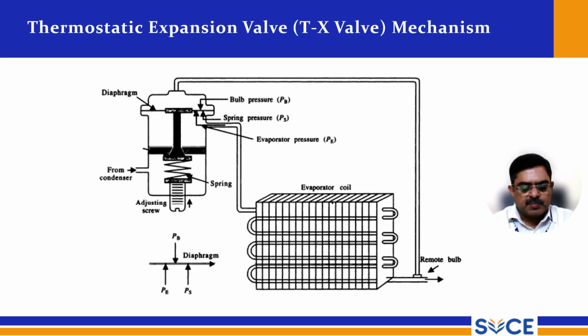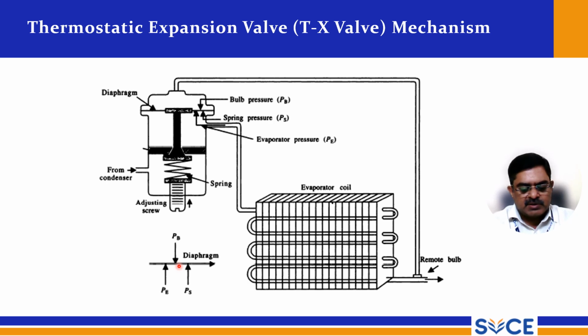So this is the complete picture here, and you can see the bulb pressure acts here. This is the diaphragm, and it is connected to the spring, and there is the connection from the condenser. This is the thermostatic expansion valve, and the spring pressure acts here due to the spring fitted here, and we can adjust the screw, but it should be done by properly trained people. On the diaphragm you can see PE and PS acting here, and PB, the bulb pressure, is acting on the top.